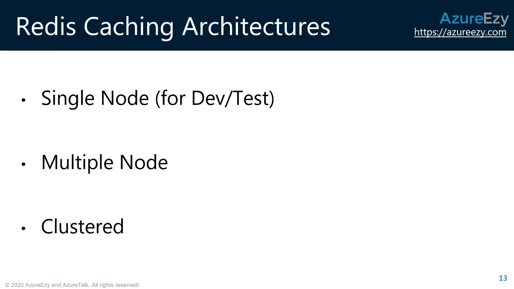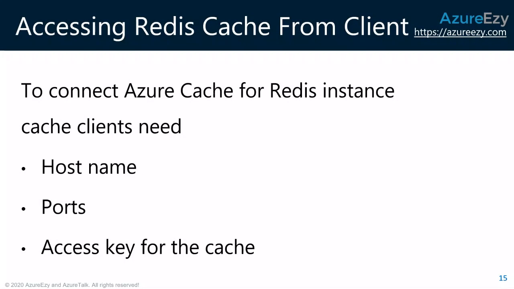Now, for example, let's suppose you have deployed this Redis cache in your environment and you want to connect to that Redis cache from your client API. How will you connect to it? For that, you require a few pieces of information. You need the host name of your Redis cache. You need the port. You also need the access key. The access key is like a passphrase for connecting.